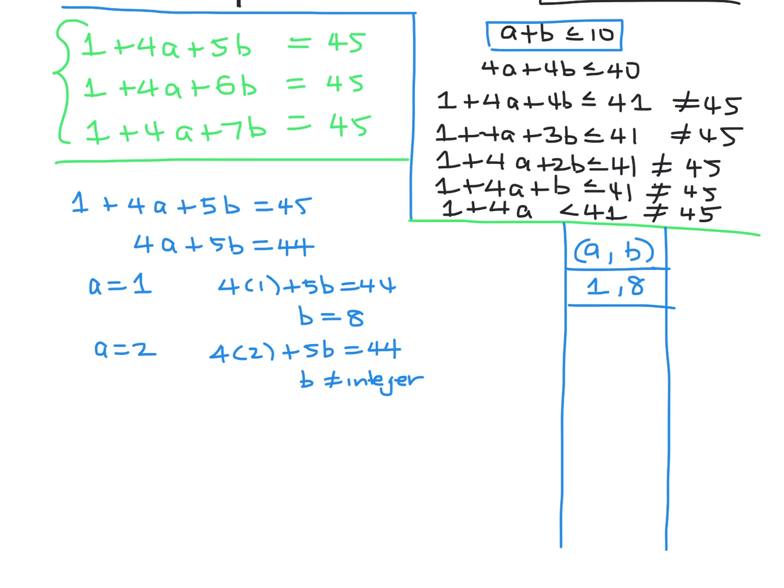And when you do keep going, the only other integer solution where both a and b are positive integers is when a equals 6. When a equals 6, you get 4 times 6 plus 5b. That's 44. And then 5b would be 20, and b would be 4. So 6 and 4. There we go. So that's basically the strategy. So we've done this one. Now let's move on to the next one, which is this one right here. 1 plus 4a plus 6b.